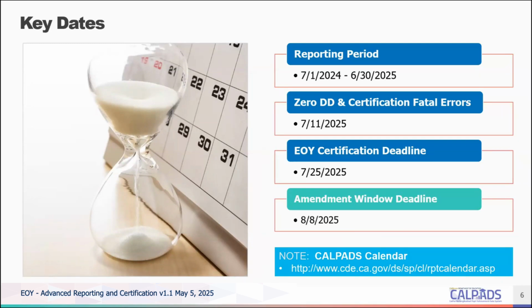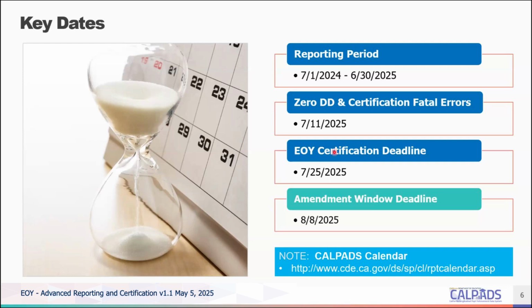So let's talk about key dates first. And here are some key dates that you should be aware of. The reporting period for end-of-year submissions, as you're aware, is the entire span of the academic year, right? So it starts from July 1st of the prior year to June 30th of the current calendar year.